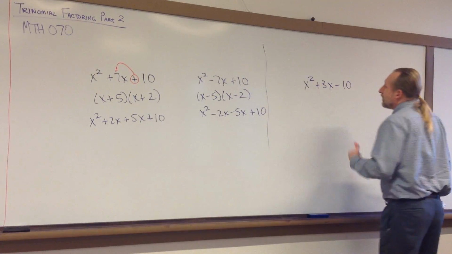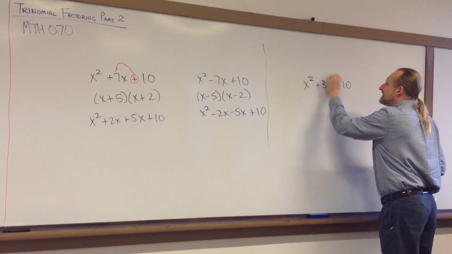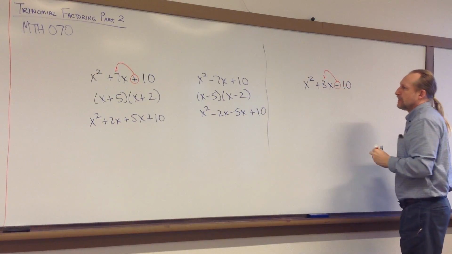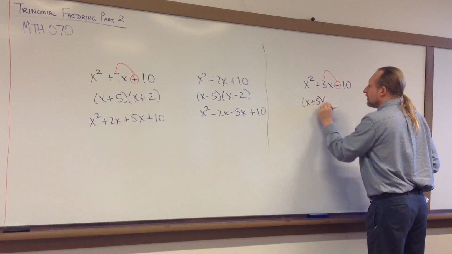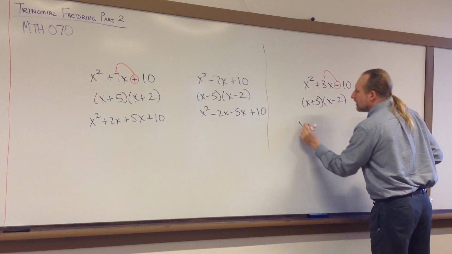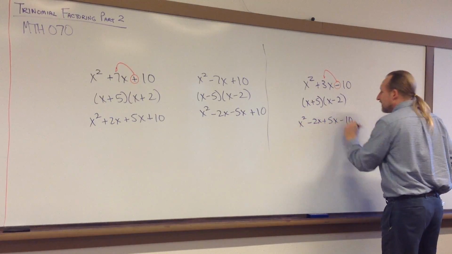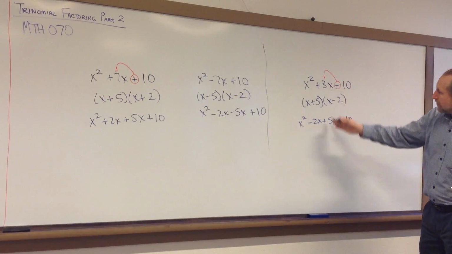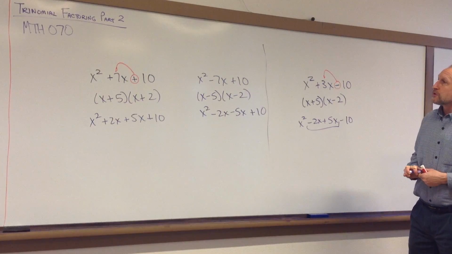So in this case, we need factors of 10 that are going to have a difference of 3. And of course, it's still 5 and 2. x plus 5 times x minus 2. So there's our x squared minus 2x plus 5x minus 10. And there's our plus 3x in the middle and the minus 10 on the end. So that's the key here.